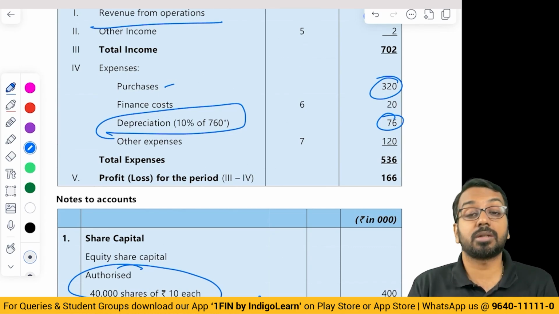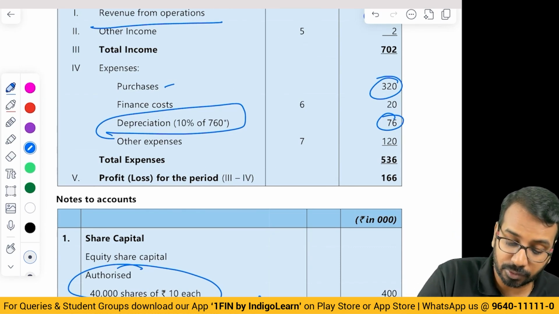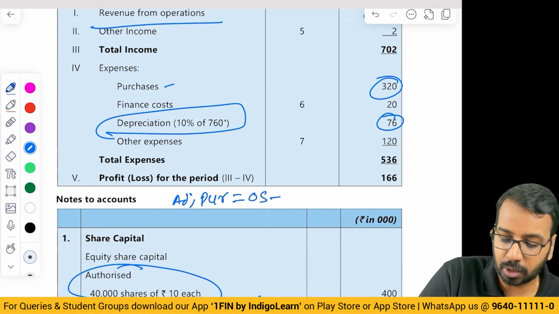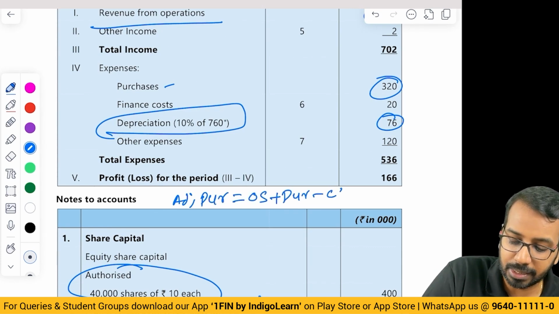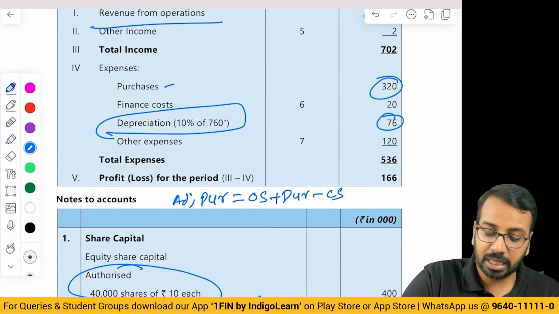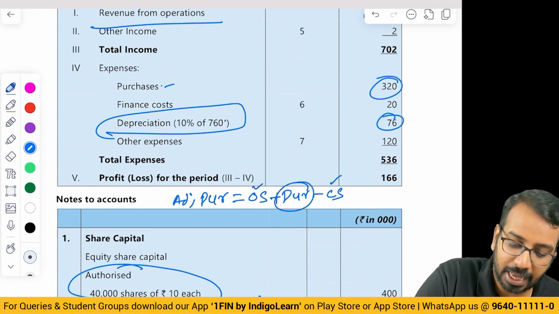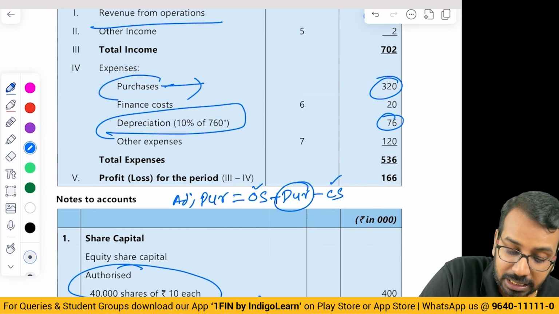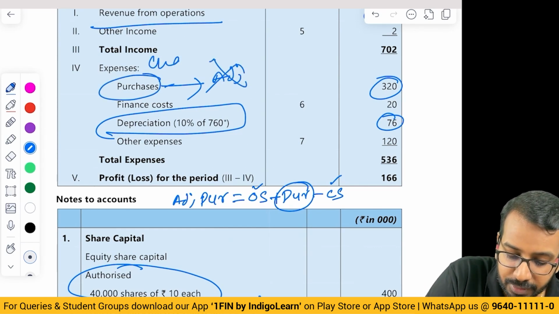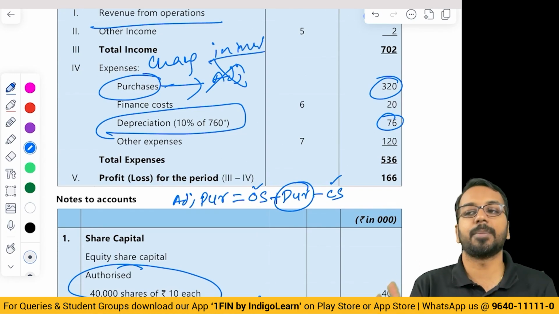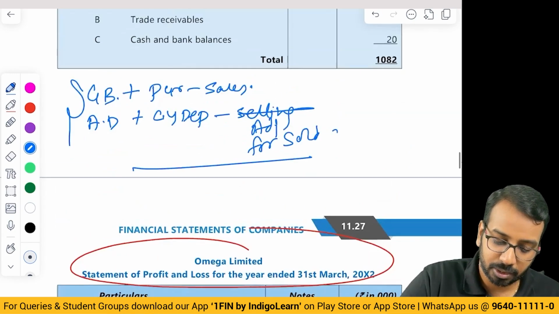Sir, what if opening stock information is given? Then you have to see adjusted purchases is equal to opening stock plus purchases minus closing stock. If you have the information of opening stock and closing stock, you can derive the purchases and show here purchases. This is adjusted. If this is not adjusted, you will have change in inventory to be shown separately. Okay. So that is done.